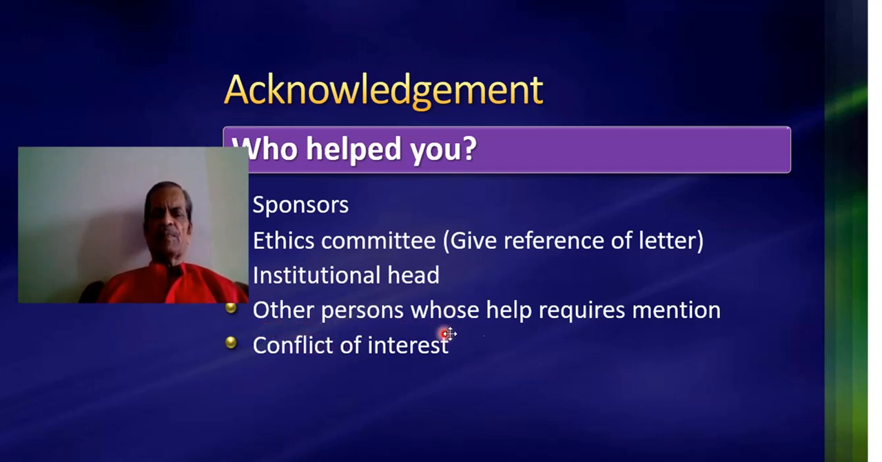Then one should mention the other persons whose help requires to be mentioned, like persons from other departments like microbiology department or pathology department or radiology department. They might have helped your study, so their mention must be there in the acknowledgement. The last and the very important thing, which is usually not mentioned, is the conflict of interest. Whether there is any conflict of interest between the authors and the subject topic. Some of the authors may have a conflict of interest with the topic covered in the paper. So that must be mentioned. Some journals expect it to be mentioned separately. If not, you should mention it in the acknowledgement.